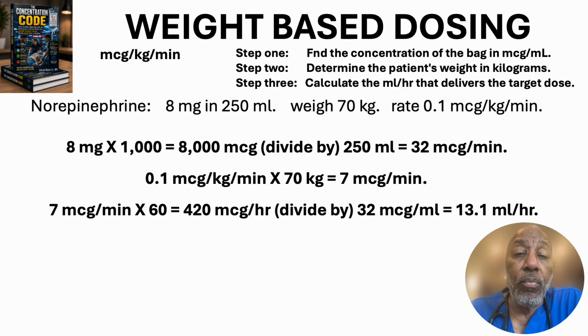Step 2, 0.1 microgram per kilogram per minute times 70 kilograms is 7 micrograms per minute. 7 micrograms per minute times 60 minutes equals 420 micrograms per hour. Divided by the 32 micrograms per milliliter you already calculated gives you 13.1 milliliters per hour. Round to 13 milliliters an hour and set your pump.